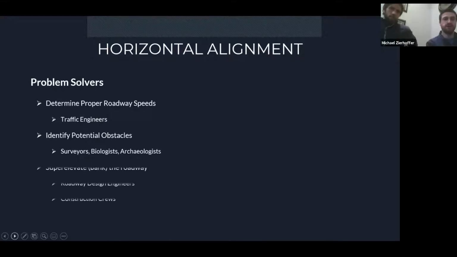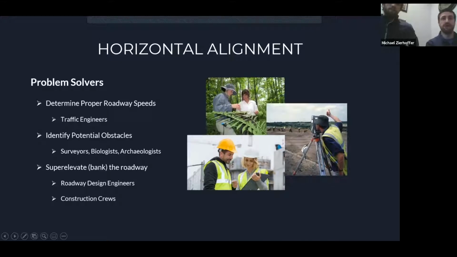If you wanted to try to take the road and make the curve bigger or wider, you want to try to identify potential obstacles with that. So surveyors could tell you where somebody's property begins, where utilities are located. Biologists will look for and tell you if there's endangered species. And archaeologists can tell you if you're passing through a historic site if you decide to try to leave the current roadway. So super elevation is usually the way we try to go with this.